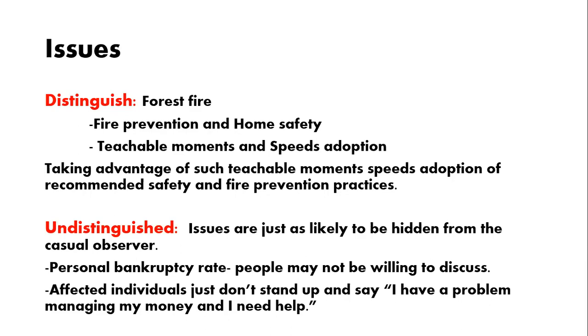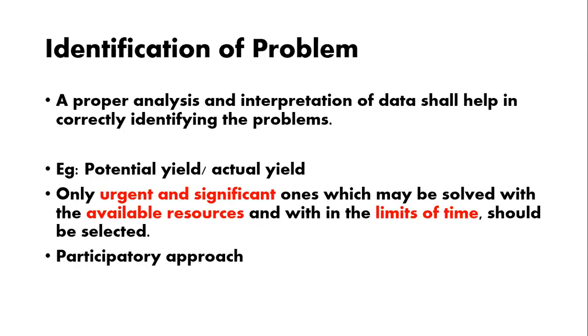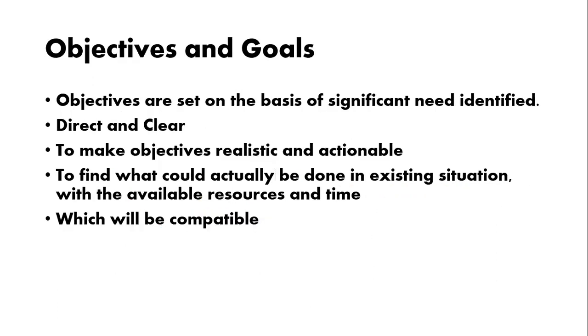There are 2 types of issues. One is distinguished issues and the other is undistinguished issues. Distinguished means you can easily identify them. Undistinguished means by observation you can't correctly identify them. After that, you can identify the problem. To solve that problem, we go for the objectives.